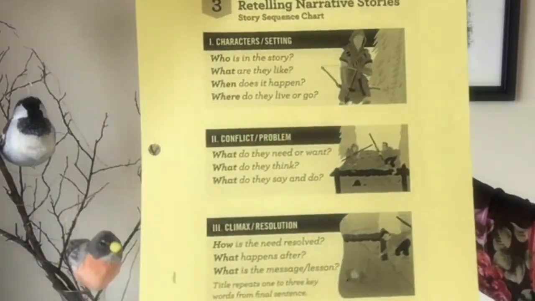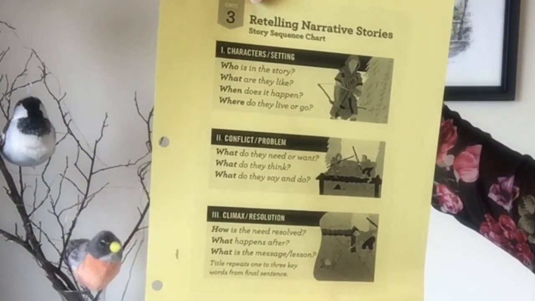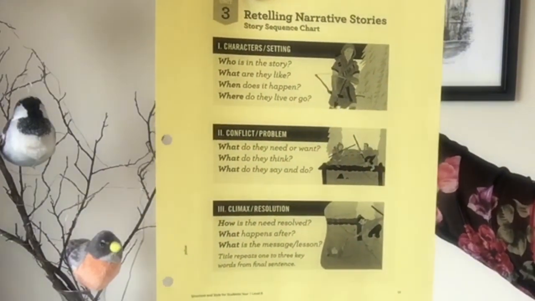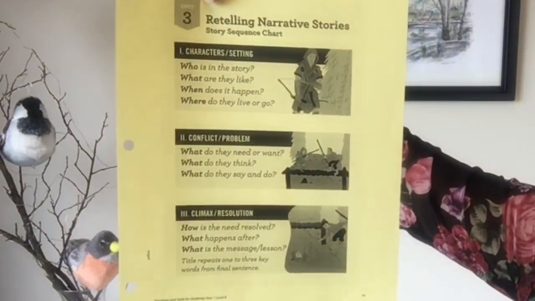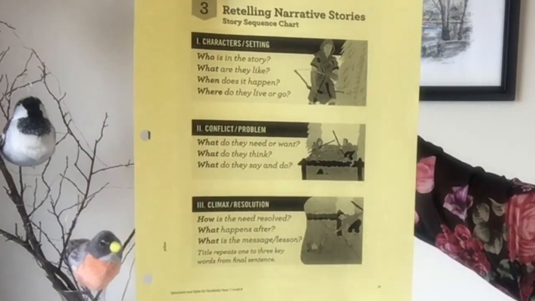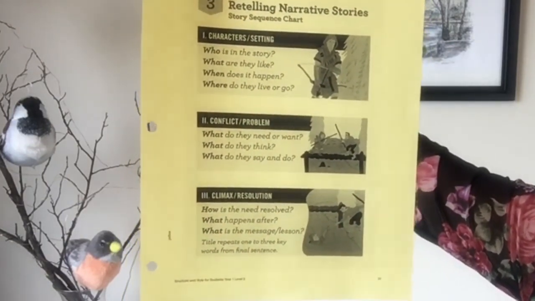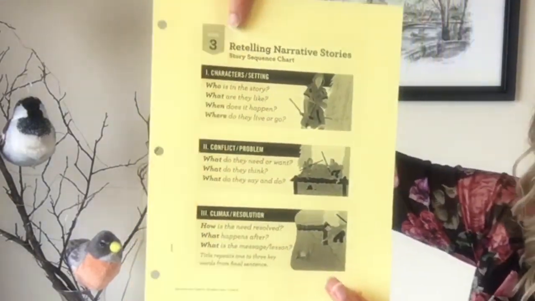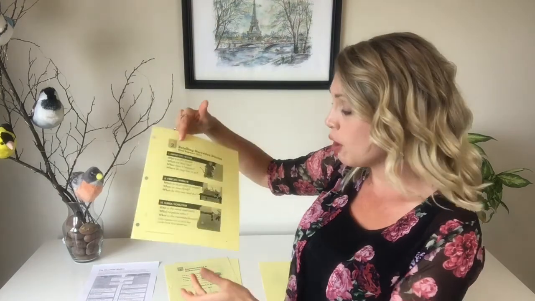And then the job of paragraph number 3 is you have the climax, the most exciting part of the story, the resolution, and then how is it resolved? What happens after? Is there a message or lesson? And how to wrap that up. So it can be tricky for children.